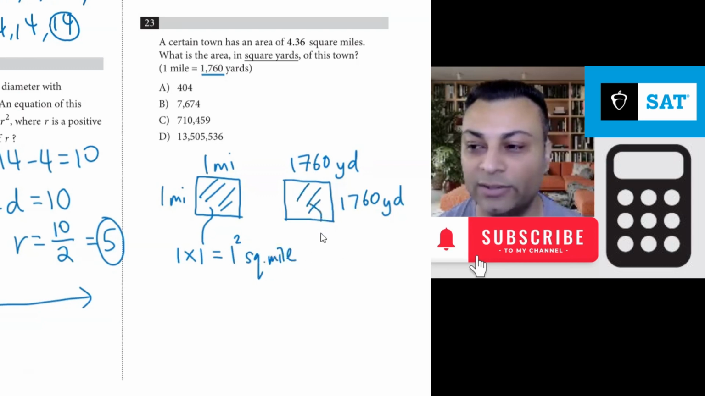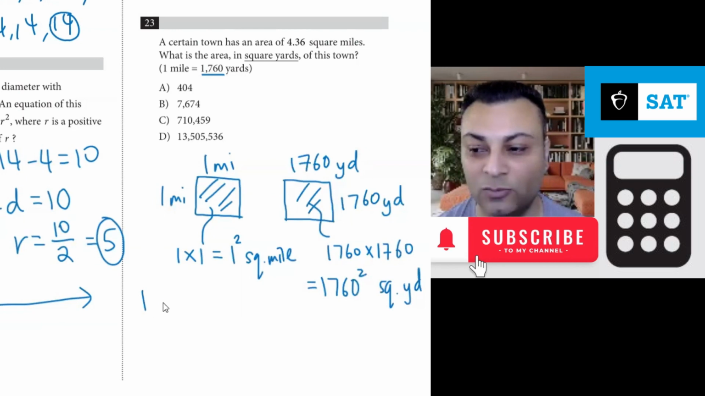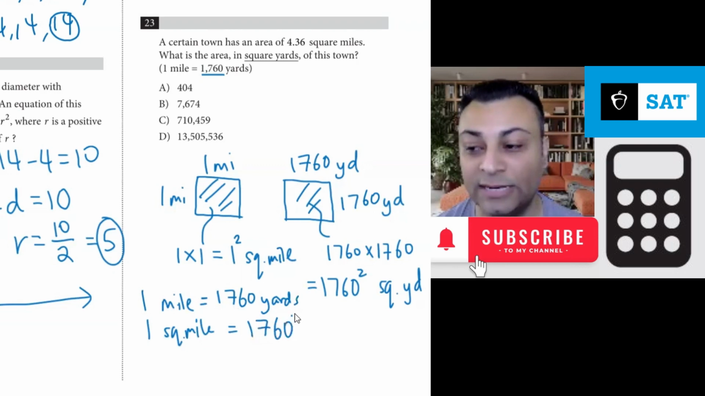This square has an area of 1760 times 1760, which is 1760 squared square yards. Okay, now we know, even though 1 mile is 1760 yards, let me write that down. 1 mile is 1760 yards. We also know 1 square mile is not 1760. It's a very big number. It's 1760 times itself, square yards.